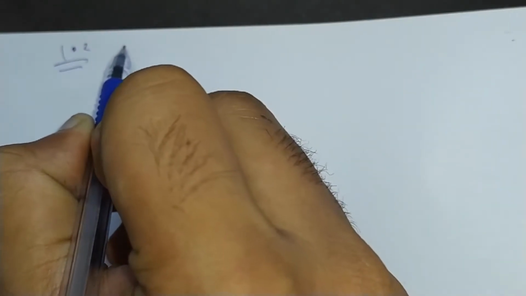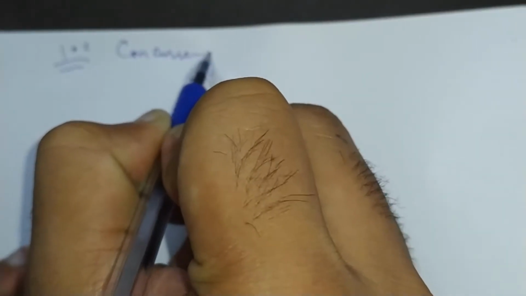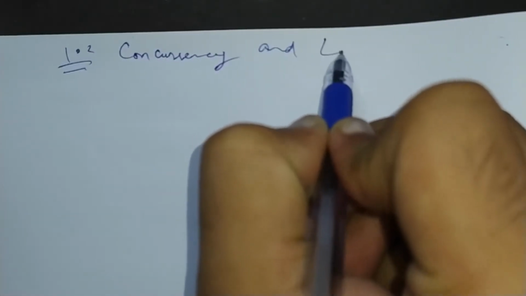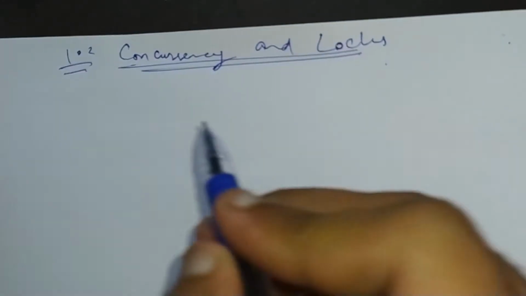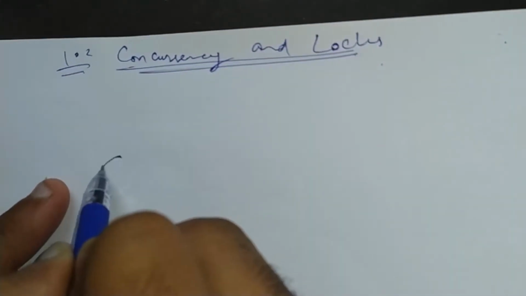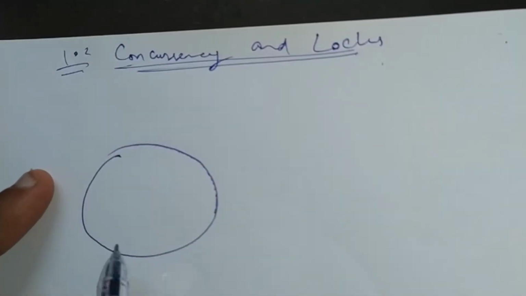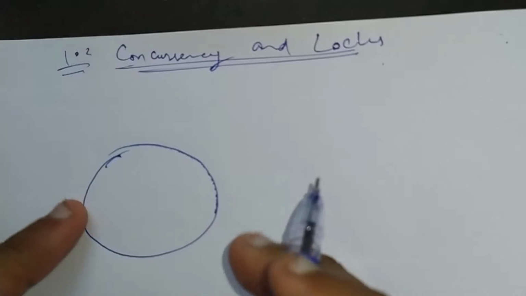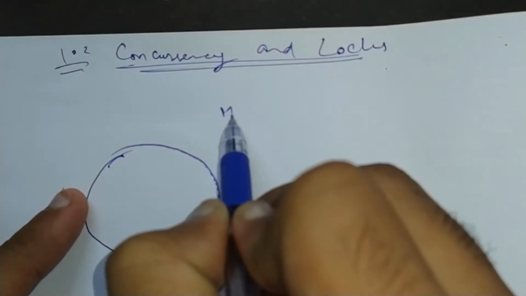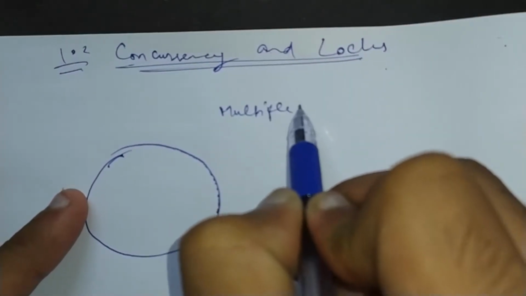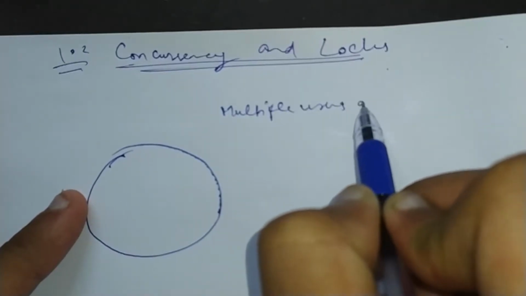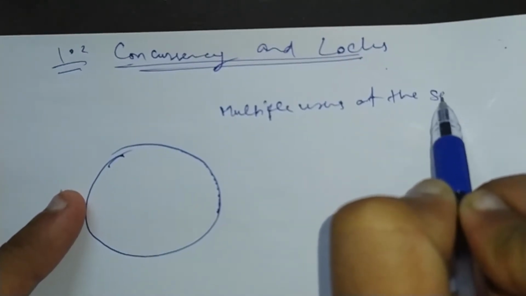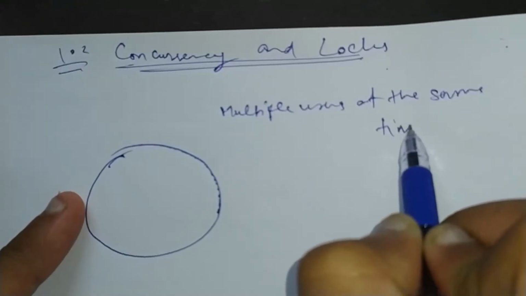Today we are on topic 1.2, which is concurrency and locks. So basically, what is concurrency? Concurrency is the ability of the database to allow multiple users to work at the same time. Multiple users at the same time.